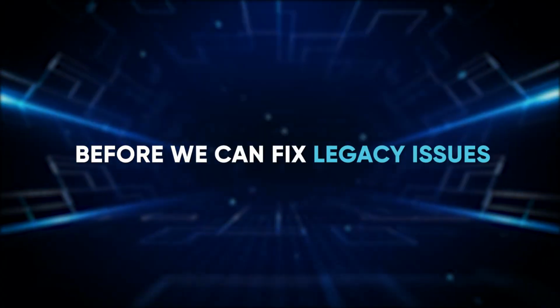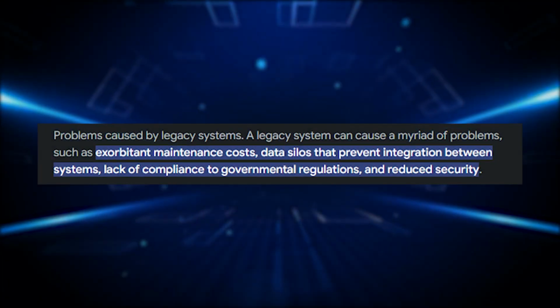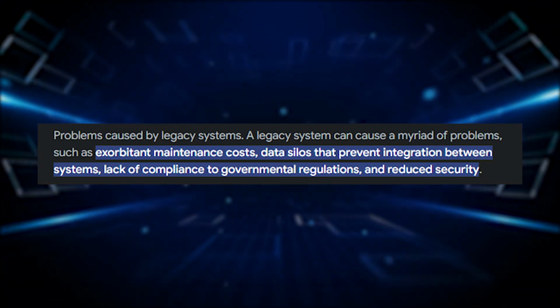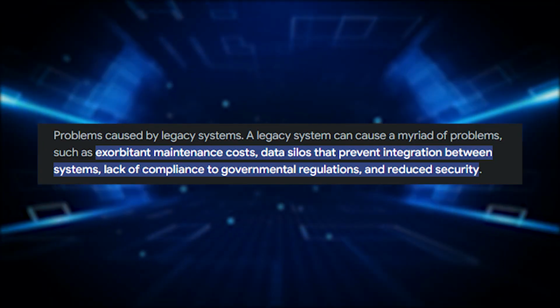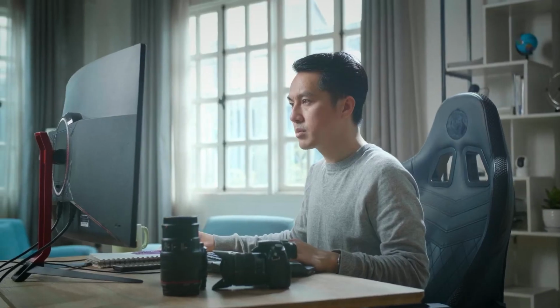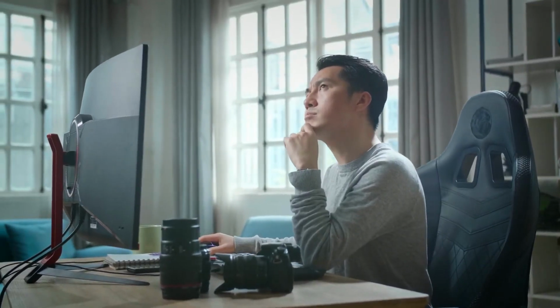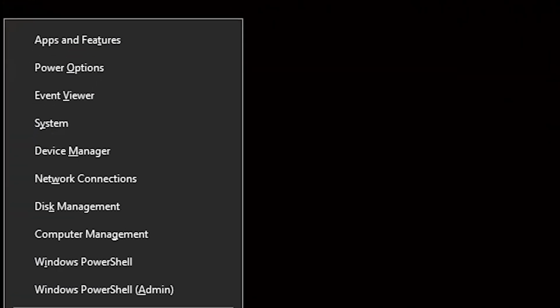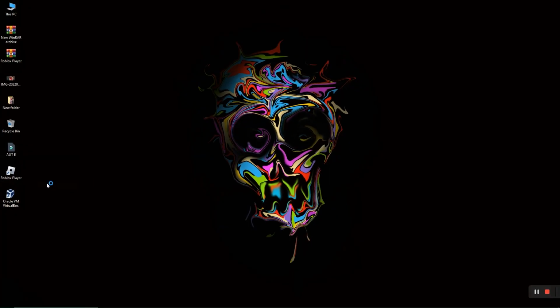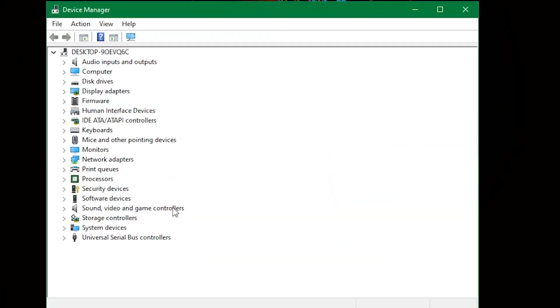Before we can fix legacy issues, we need to know how to identify them. Legacy issues typically manifest as compatibility errors, performance slowdowns, or hardware malfunctions. Step 1. Check Device Manager. First, let's check the Device Manager for any outdated drivers or hardware problems. Press Windows + X and select Device Manager. Look for any devices with a yellow exclamation mark, which indicates a problem.